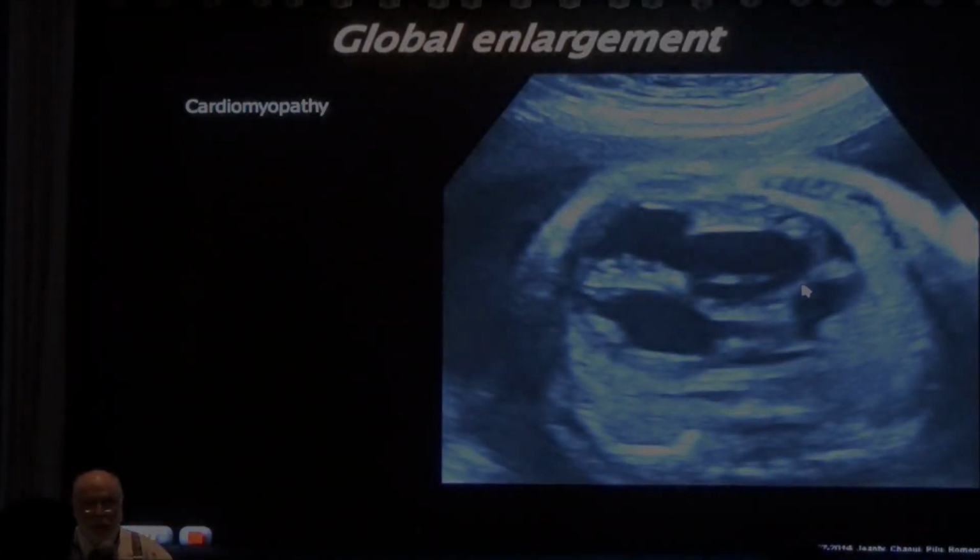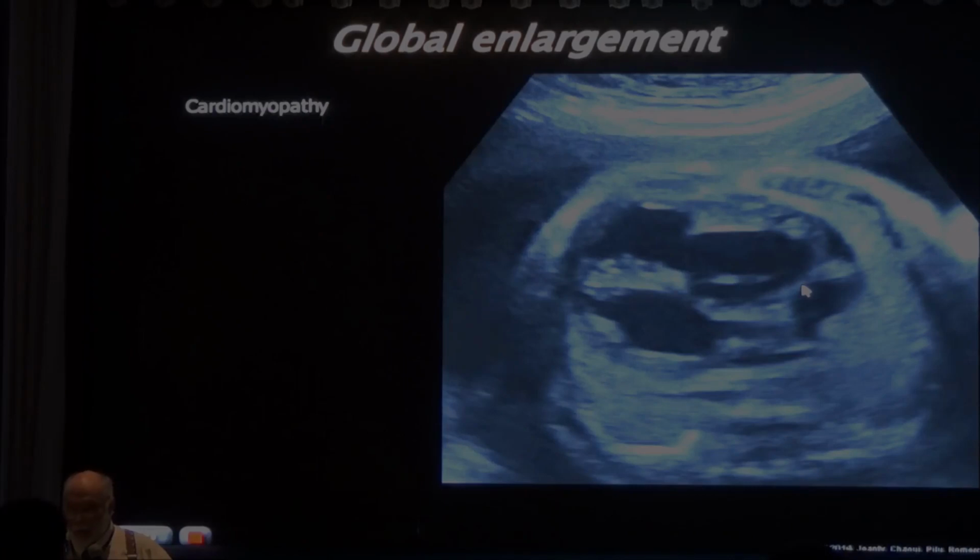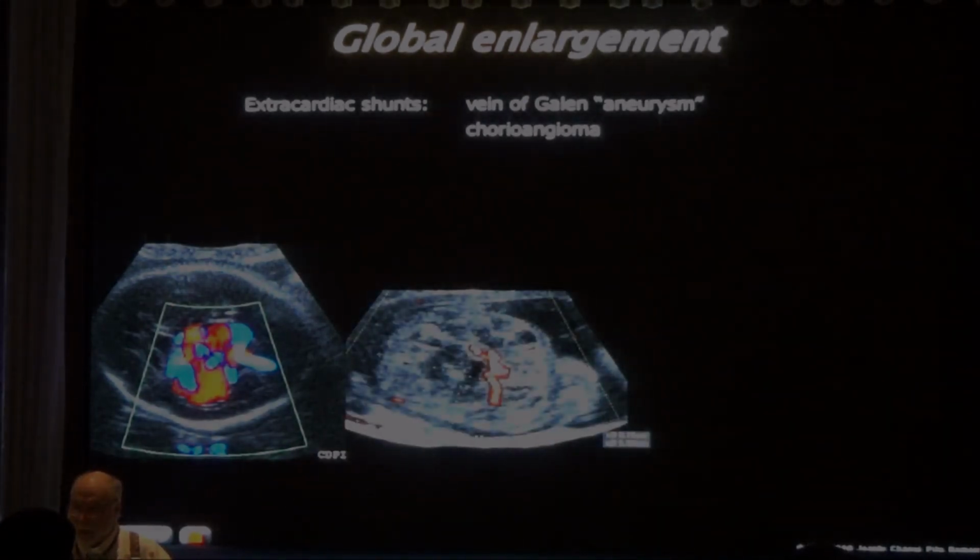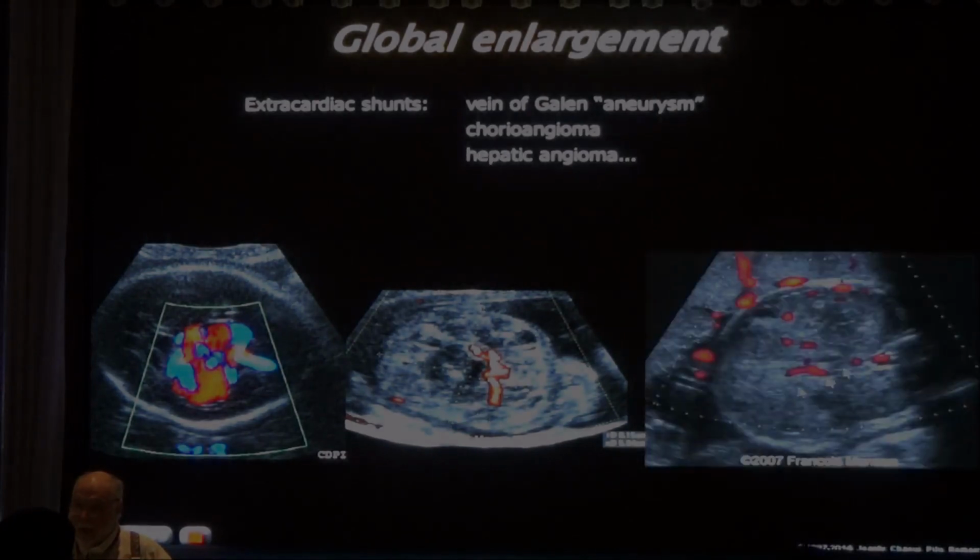So here we have a heart which is much too big. It's much greater than a third of the chest, and you see the walls are very thick. And if you look under real time, it'll be very sluggish with small contraction. So this is cardiomyopathy. Here we have the Ebstein anomaly I've shown you before. Here we have a global enlargement because the heart has to work too hard. If you work harder, the heart is going to enlarge, and this happens in three shunts: the vein of Galen aneurysm, which is the most common, the chorioangioma of the placenta, when they get to be greater than 5 centimeters, and the hemangioma of the liver, which is least common of the three.